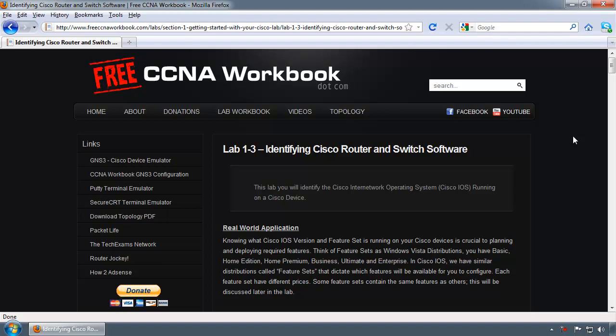Hey there guys, Matthew George here with FreeCCNAWorkbook.com, and in this video I'm going to be discussing Lab 1-3, which is identifying Cisco router and switch software.